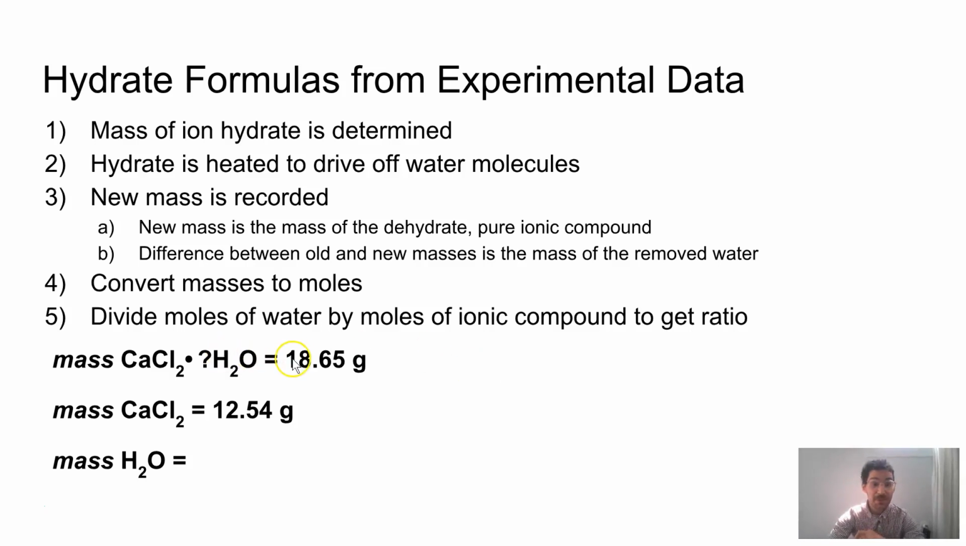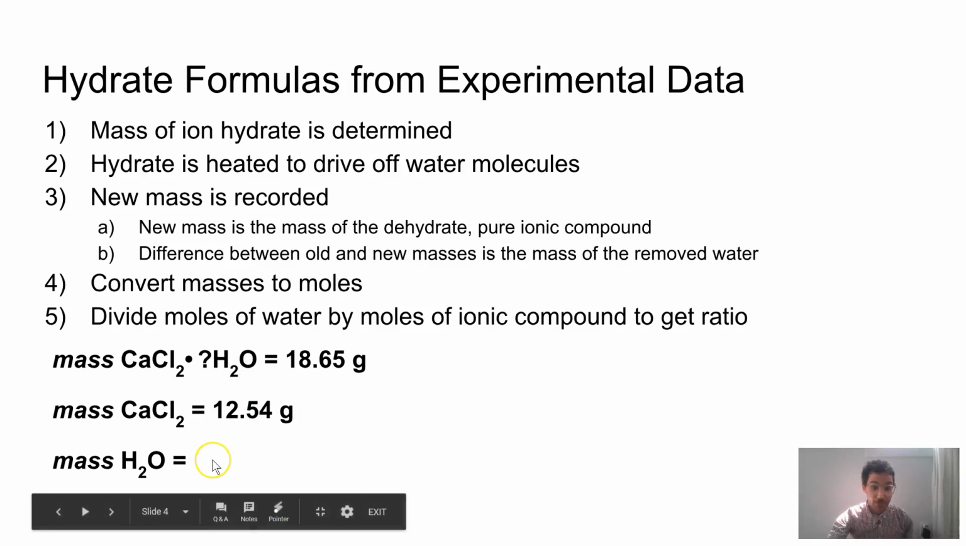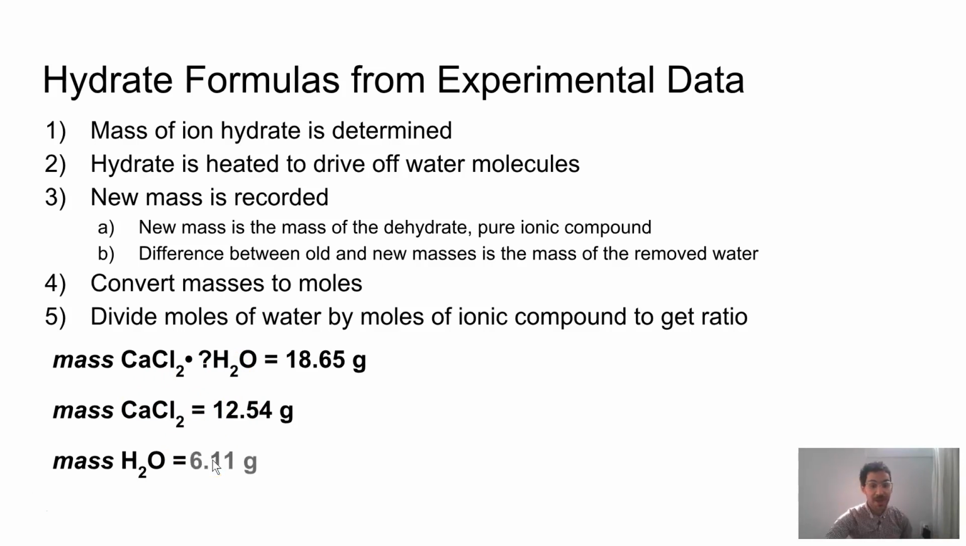I know the difference between my starting mass of the ionic compound and my ending mass is going to be the mass of water, right? Because in this formula, we've got water. In this one, we don't. So the mass of water has got to be the difference. So I'll subtract those two values to get my difference of 6.11 grams. I know that that's how much water was in this compound.